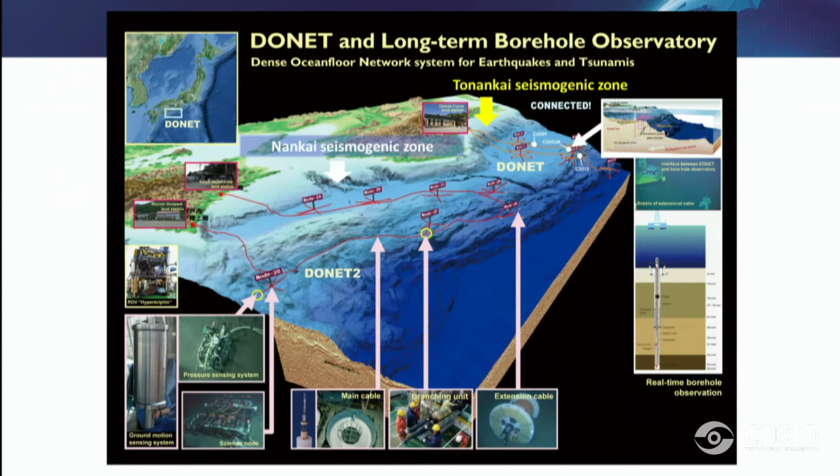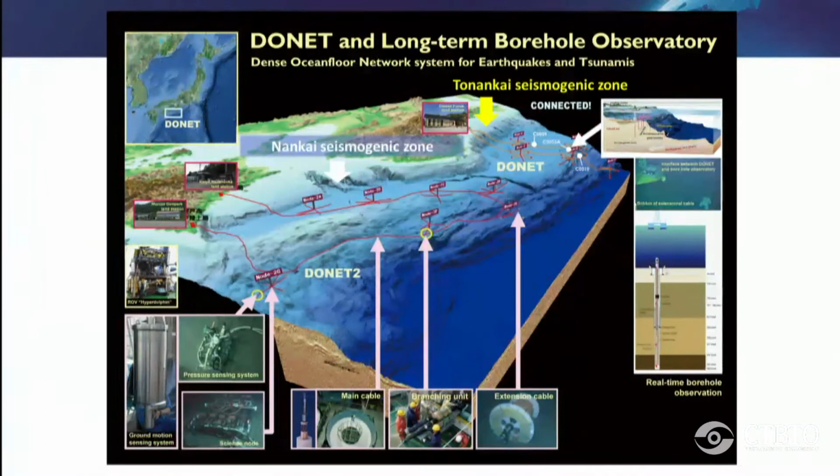I'd like to talk about the ZUNET. Probably some people already know the ZUNET system. This has long-term borehole observatories. ZUNET has very nice functions to do long-term observation to understand the Nankai Trough megathrust earthquake occurrence mechanism and for early warning of earthquakes and tsunamis, using broadband and strong motion sensors, pressure gauges and differential pressure gauges, hydrophones and some other methods. We have already completed the development of ZUNET 1-2. In total there are 51 observatories.